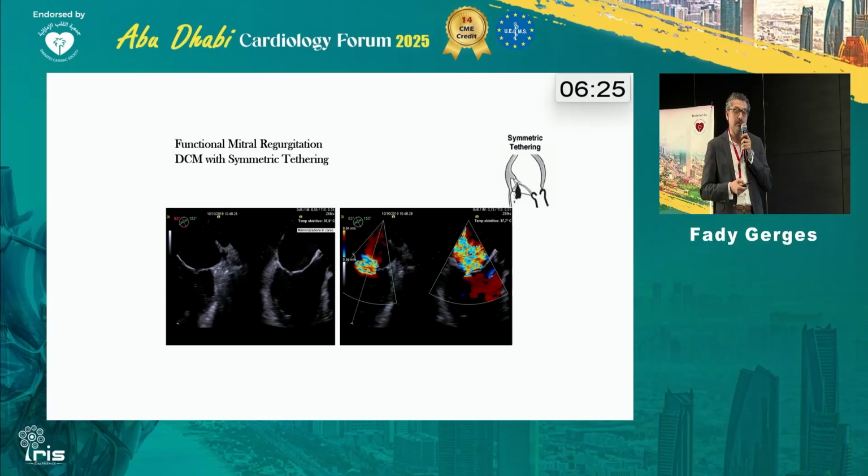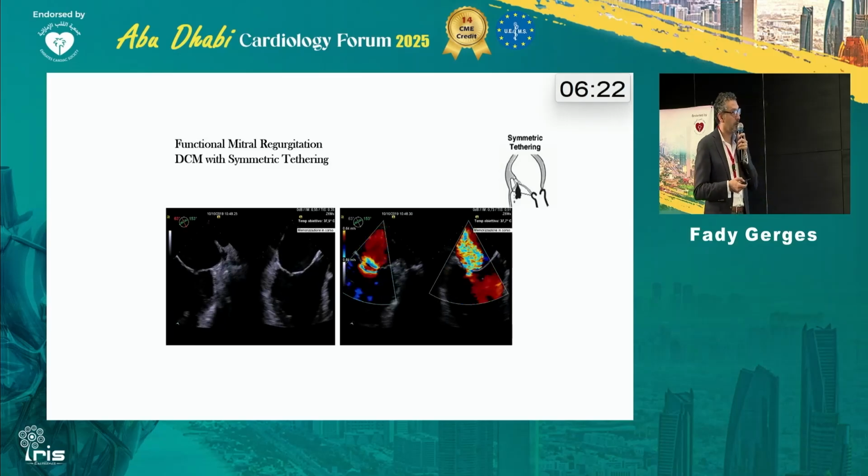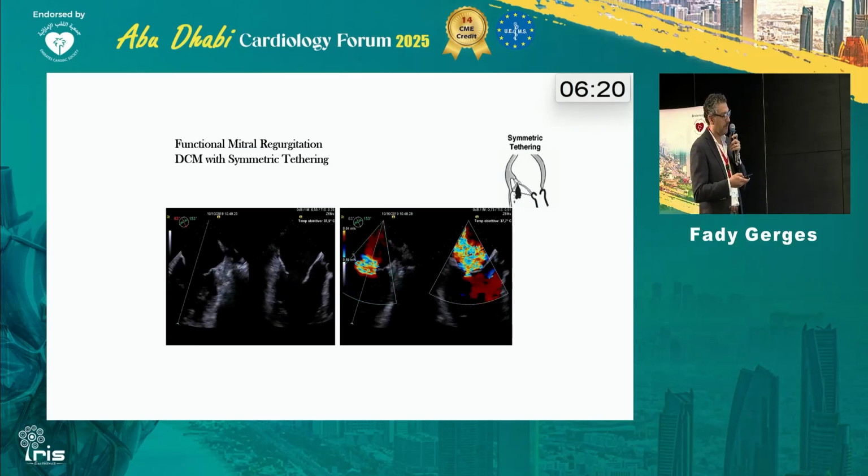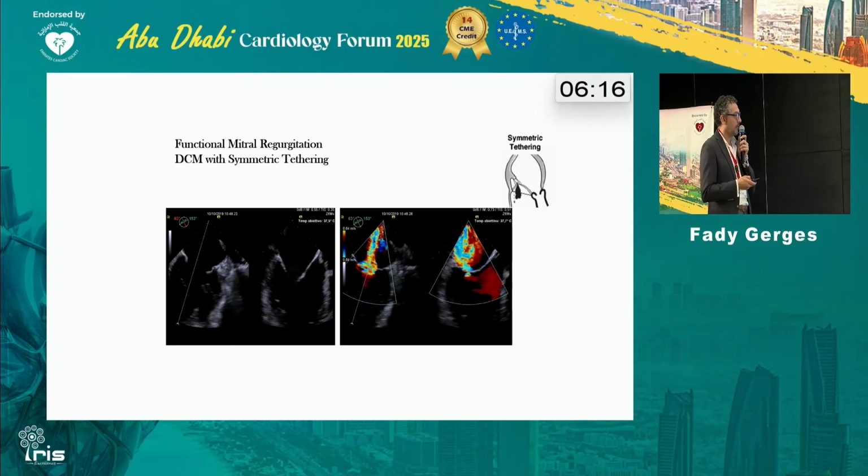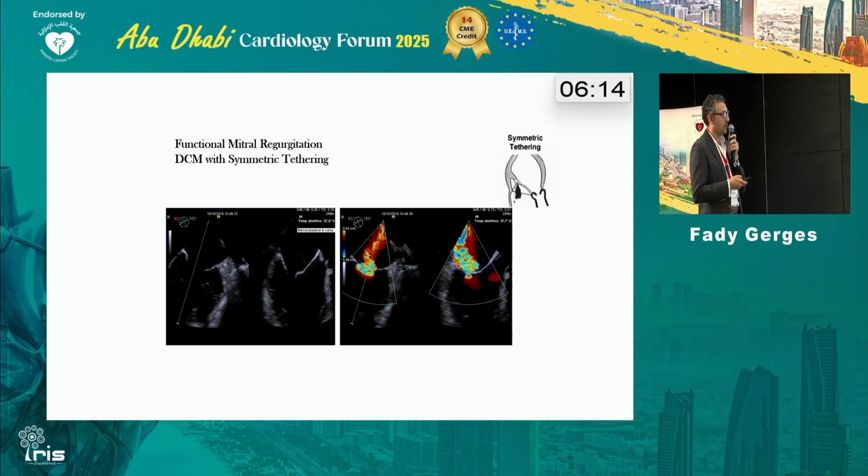And this is the opposite. This is a patient with dilated cardiomyopathy. So you will have a central tethering of the valve. So that means the regurg will be central. It will not be eccentric. And again, there is a huge coaptation gap.